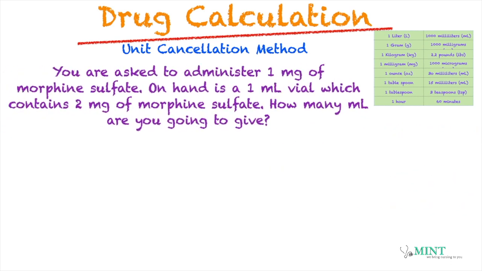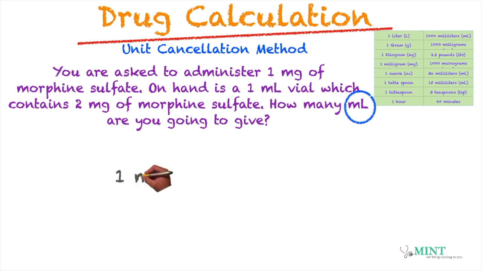You are asked to administer 1 milligram of morphine sulfate. On hand is a 1 ml vial which contains 2 milligrams of morphine sulfate. How many ml are you going to give? As always, let's find out what this problem is looking for. In this case, it is ml. Now we know what the problem is looking for. Now we're going to plot in what is given in our problem.